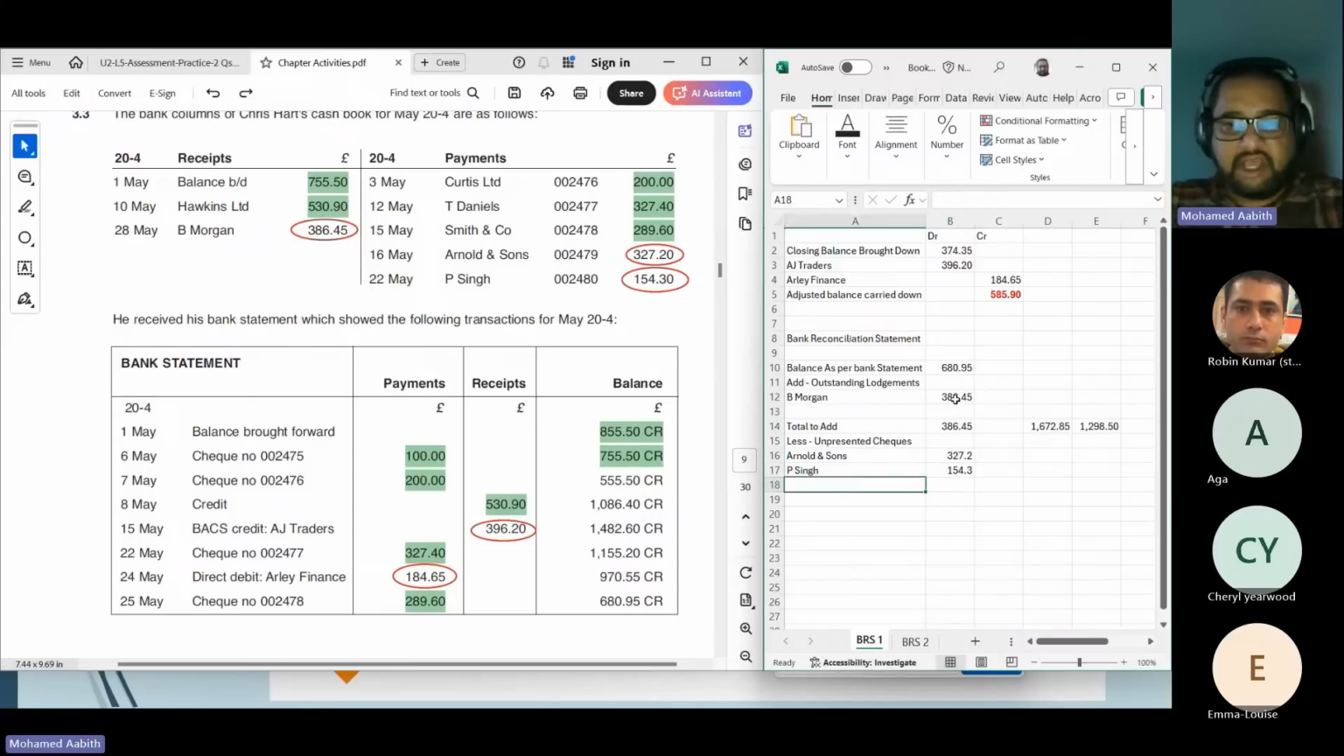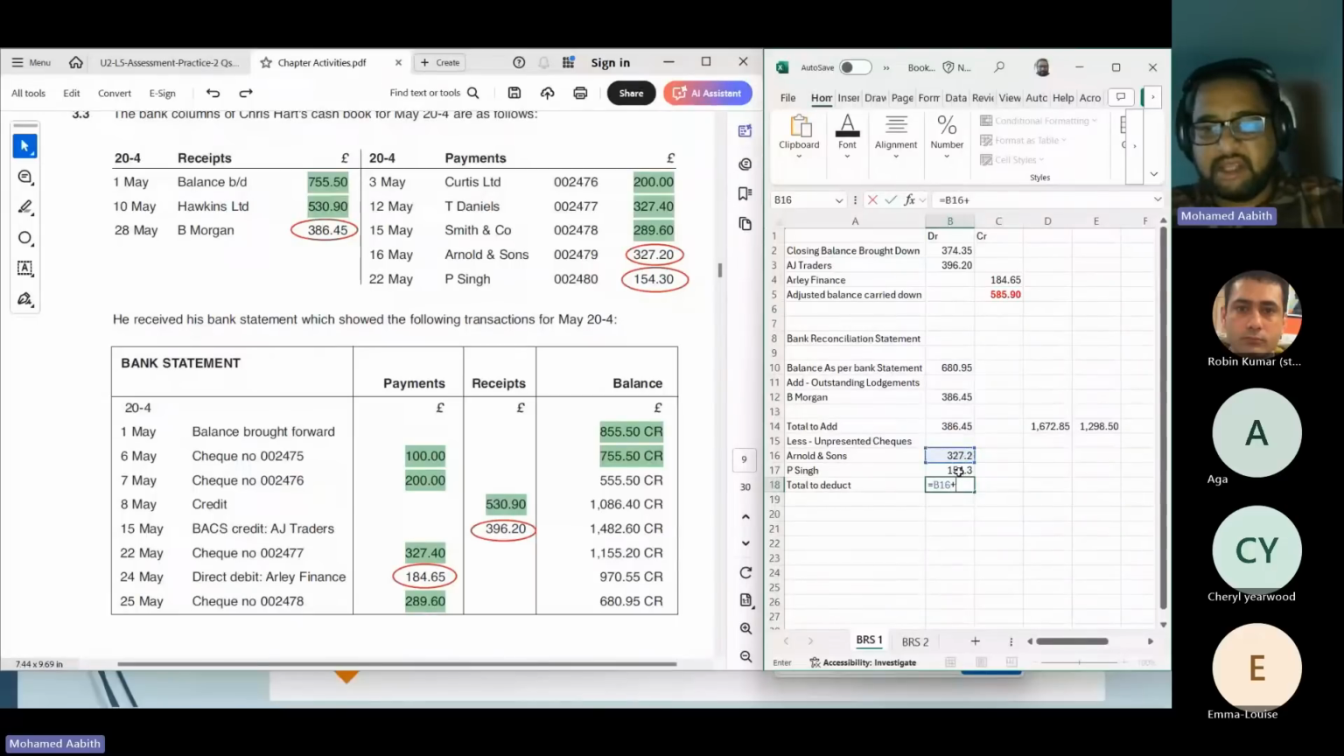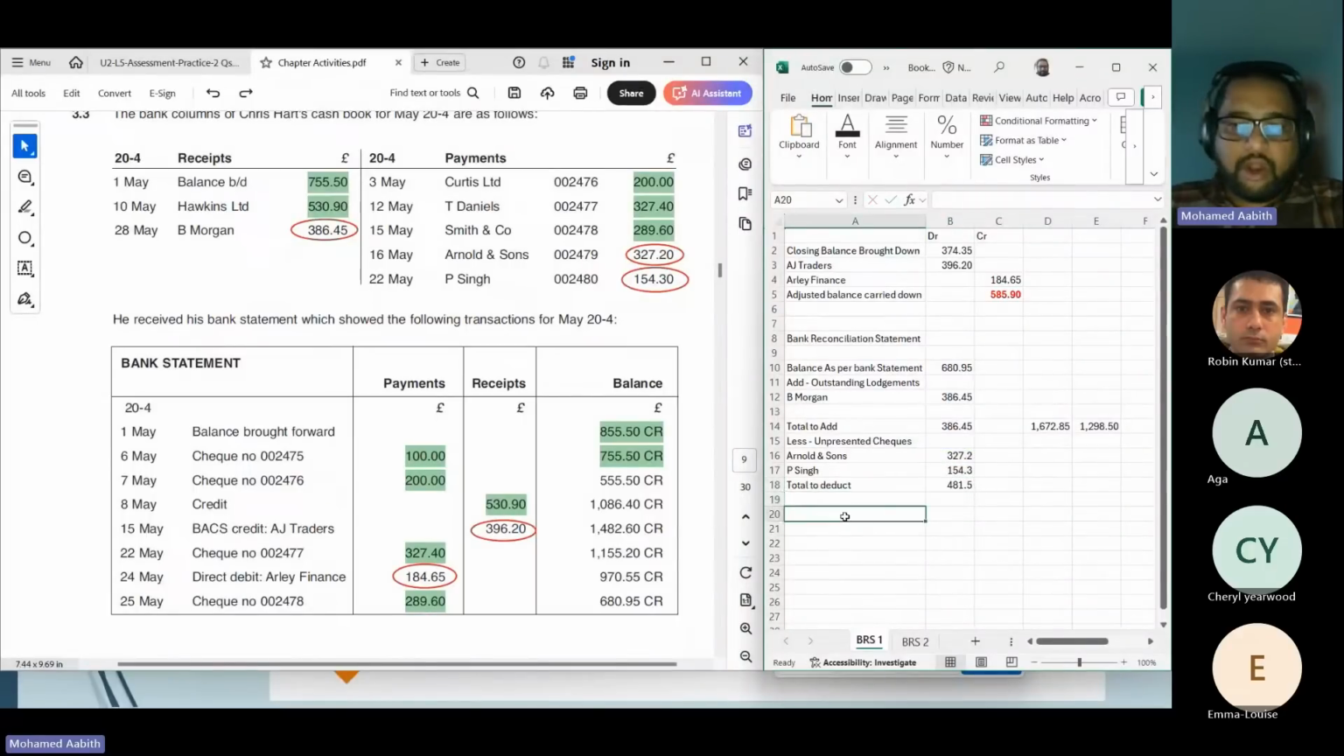And it says here total to deduct. How much are we going to deduct? That's going to be that plus that. Now finally we have balance as per cash book. After we've done all of that, the most important thing is that whatever number we get here is going to be equal to that number. That is the target now.